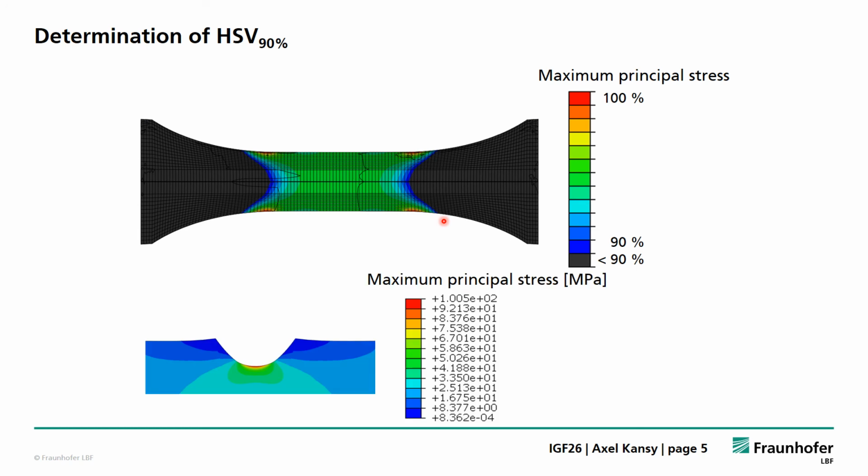For the notch sample, the stress is also indicated with different colors. We see a strong stress concentration in the notch ground, and the highly stressed volume down to 90% is indicated here with the red colored area. And we can see that it is only a small fraction of the highly stressed volume compared to the unnotched sample.